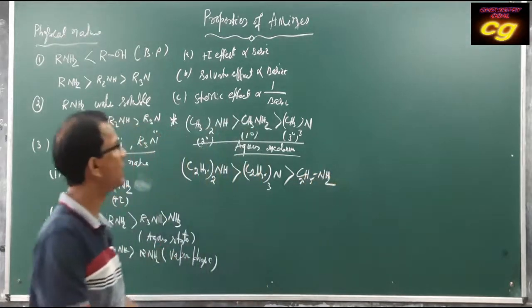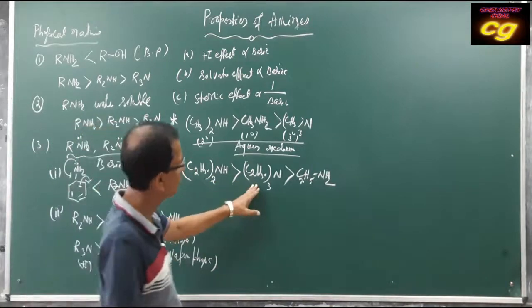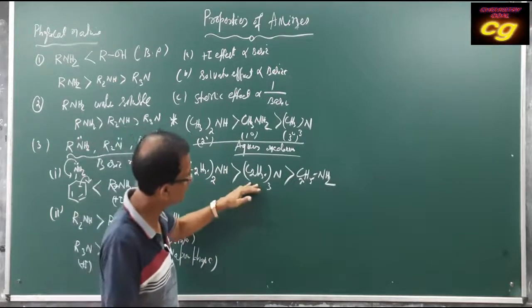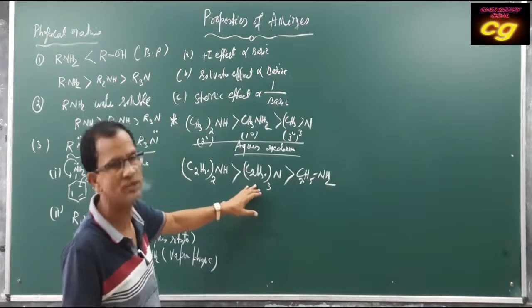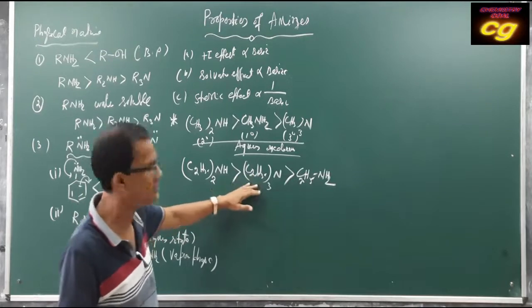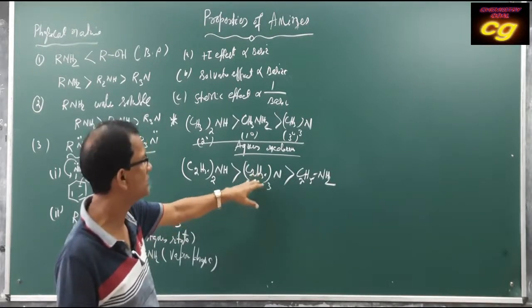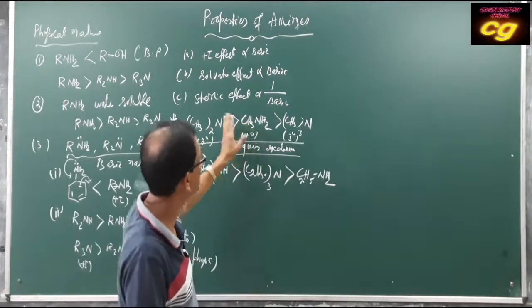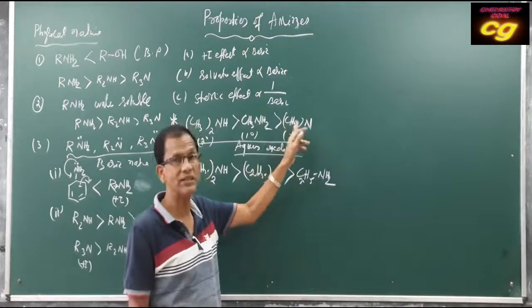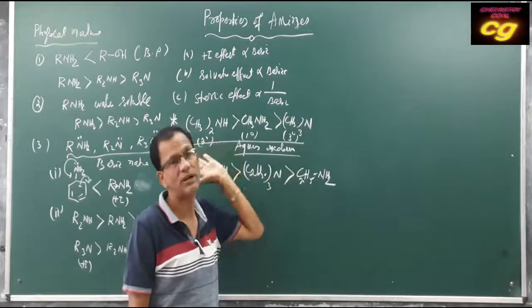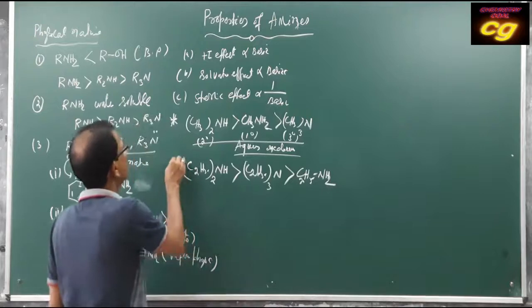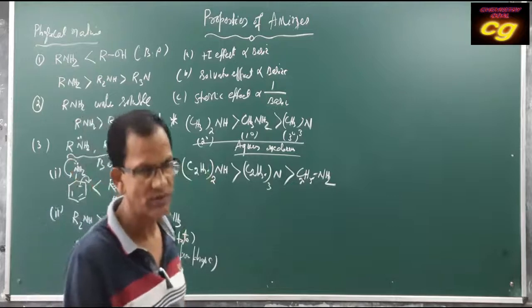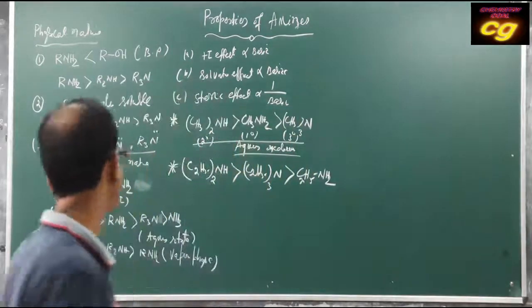You see, here what happens in case of ethyl, here if you see this, the cross effect is more predominant. Here cross effect is more favorable. That's why tertiary amine is more basic than primary amine. But if you take the methyl group, tertiary amine is less basic than primary amine. So this is a very important comparison between primary, secondary and tertiary amine, their basic nature.